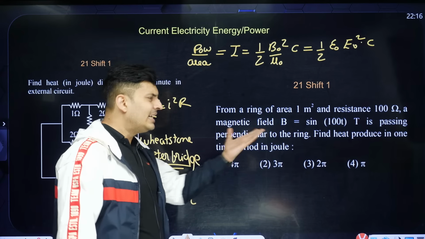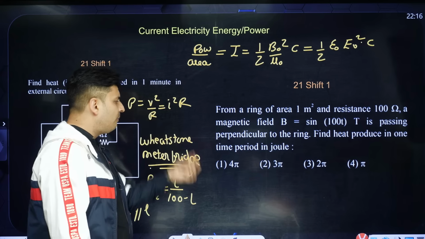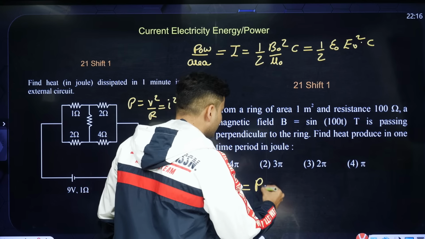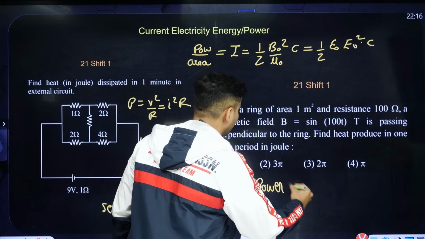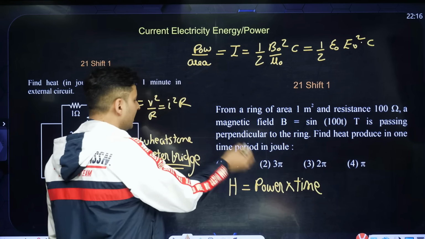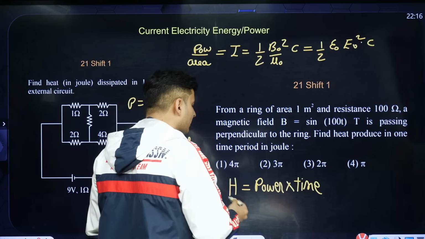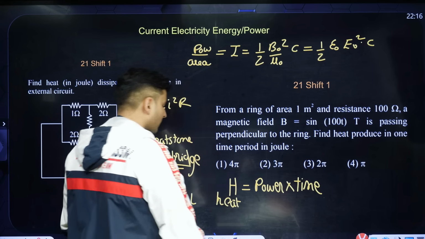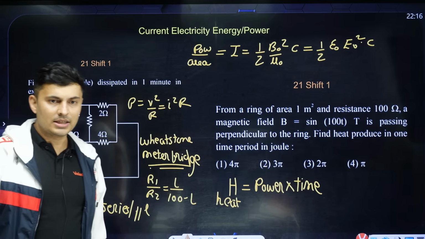Then if heat produced is asked instead of power, then remember that heat produced will be whatever is that power that you get multiplied by the time. So V square by R into time or I squared R into time will give you the heat, or the power loss in general.